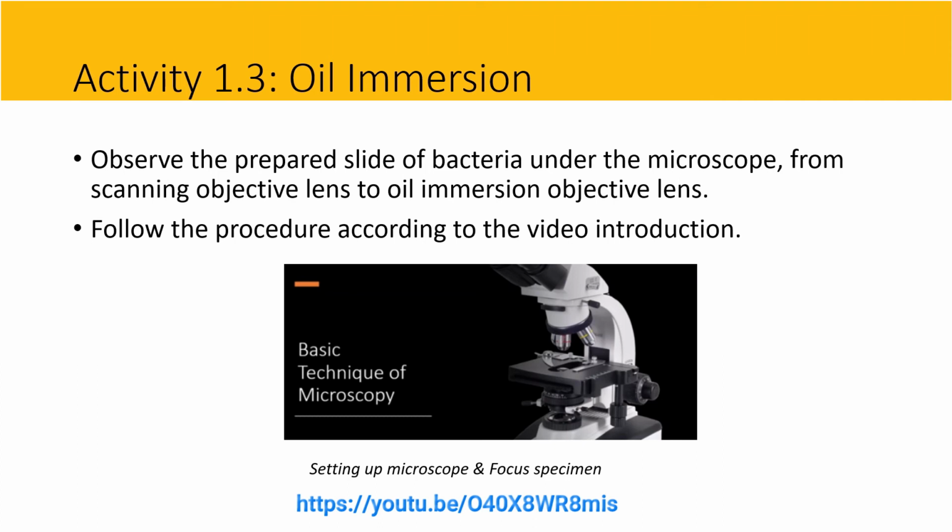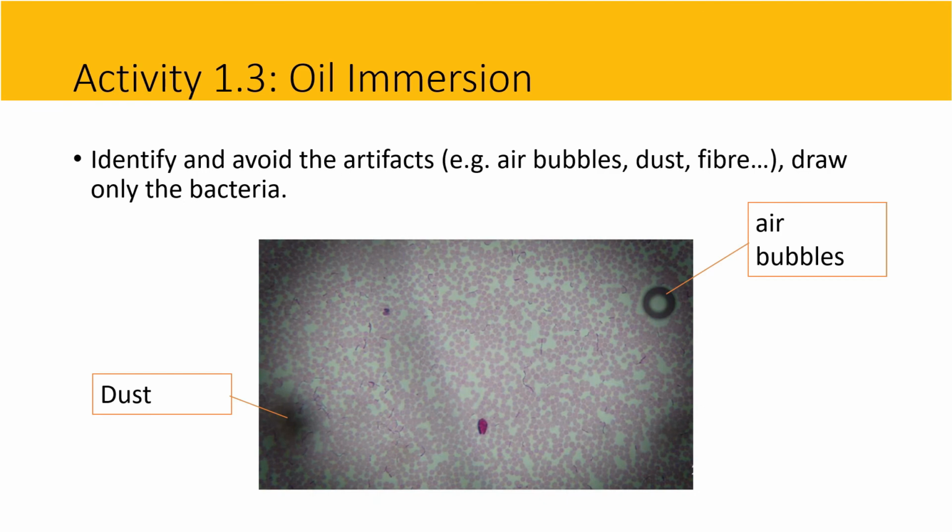Activity 1.3, oil immersion technique. Observe the prepared slide of bacteria under the microscope from the scanning objective lens to oil immersion objective lens. Follow the procedures according to the video introductions that show at the beginning of this video. Identify and avoid the artifact that is present on the slide and draw the observations of the bacterial slides. Artifacts like the dust and the air bubble should not be drawn inside your observation.